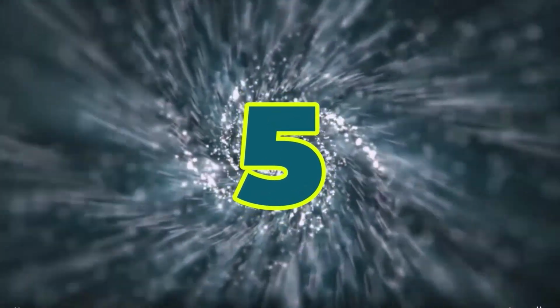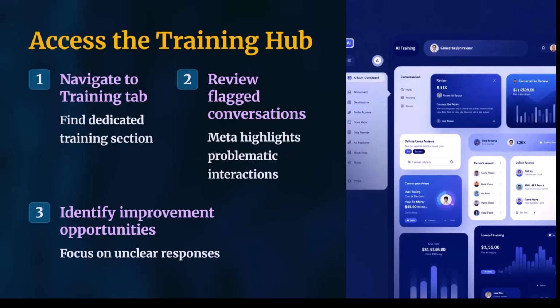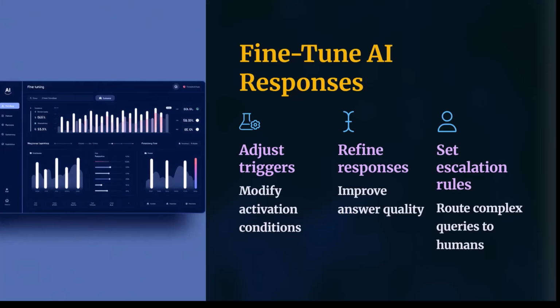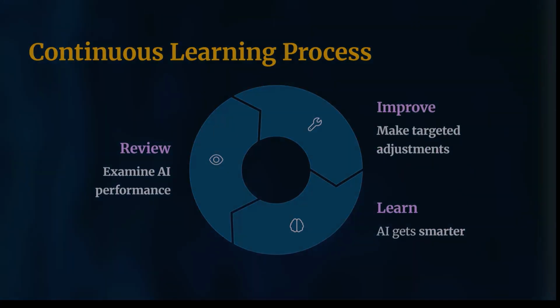Section 5. Training your AI. Once you've set up a few behaviors, it's time to train your AI. Go to the Training tab. This is where Meta will show you conversations that your AI might not know how to handle and give you a chance to improve. You can review past interactions, adjust triggers, fine-tune responses, and even mark if the AI should escalate the question to a human. The more you review and improve, the smarter your AI gets.